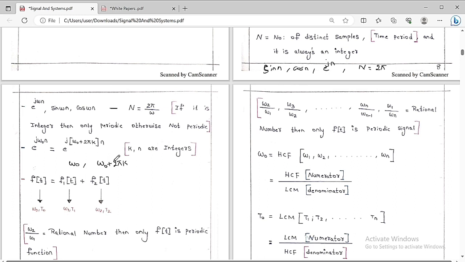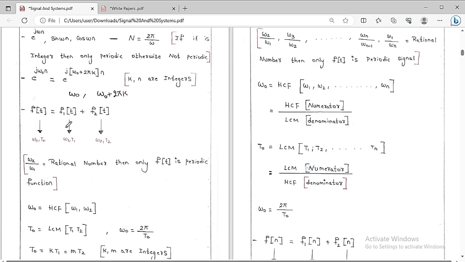So omega naught and omega naught plus 2 pi k, these two signals are going to remain the same. Basically, if a signal has frequency omega naught and another has frequency omega naught plus 2 pi k, then these two signals have the same waveform only in the case of the discrete time domain, but they have different waveforms in the case of the continuous time domain. So this is what I am trying to tell you.